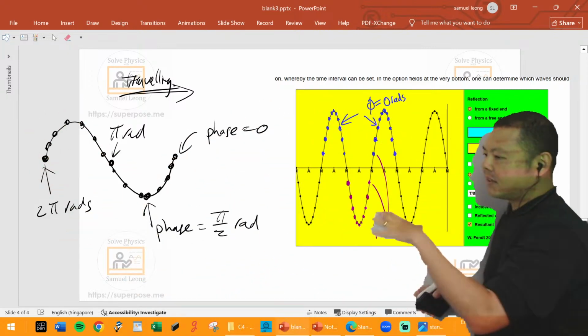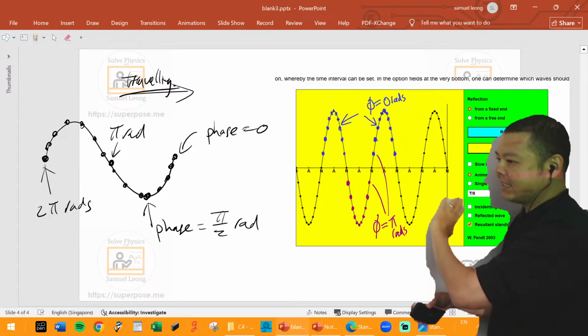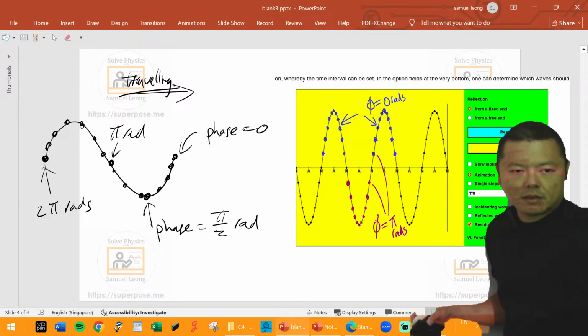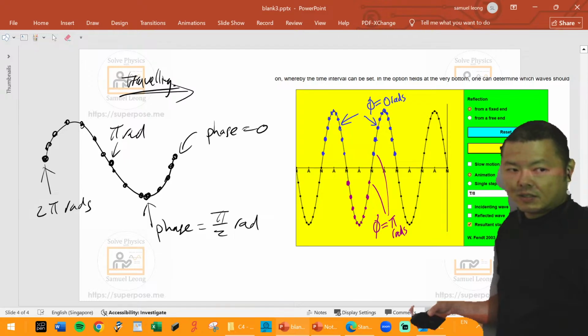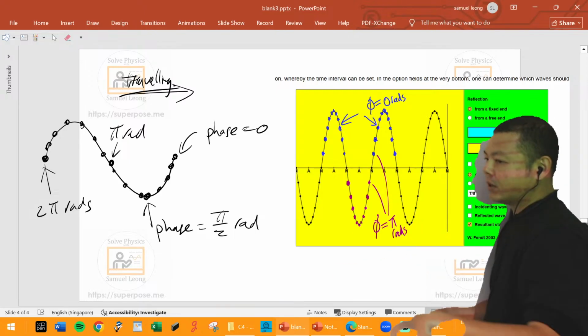For standing waves, let me just simplify it for you. You're either in phase or out of phase. That's the only two. Your phase difference is either zero or pi. That's all. How about the nodes? Nodes are not counted. So when we talk about phase difference, nodes are not counted.